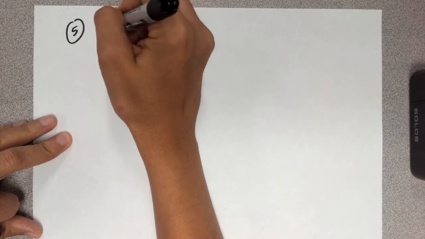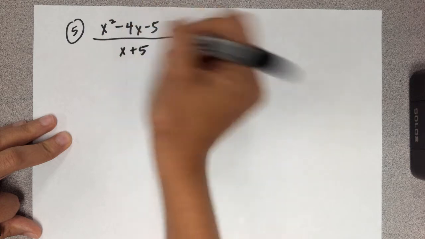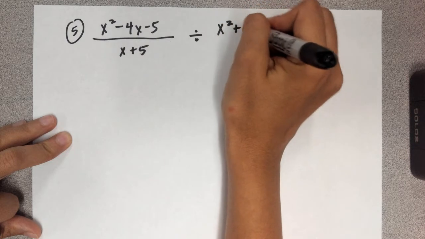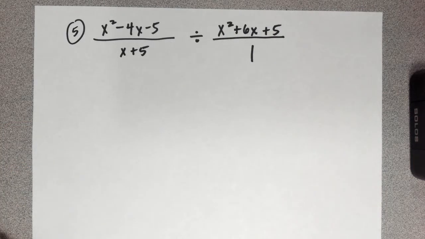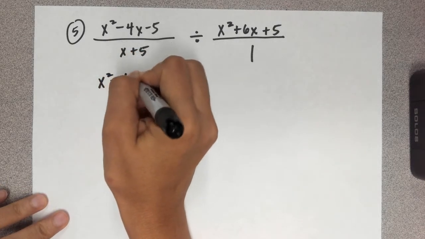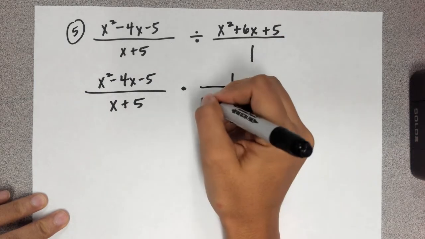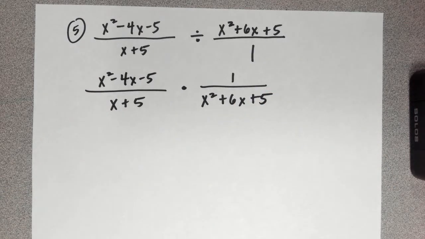So number 5, I have x squared minus 4x minus 5 over x plus 5 divided by, now this guy's not a fraction, but I'm going to make him into a fraction. So I'm just going to put him over 1. So then I'm going to say dividing fractions is easy as pi, flip the second, and multiply. So now it's going to be 1 over this guy. Now remember, here I'm not trying to find a common denominator. That's only when you add or subtract. What I'm trying to do is just factor things out and cancel.